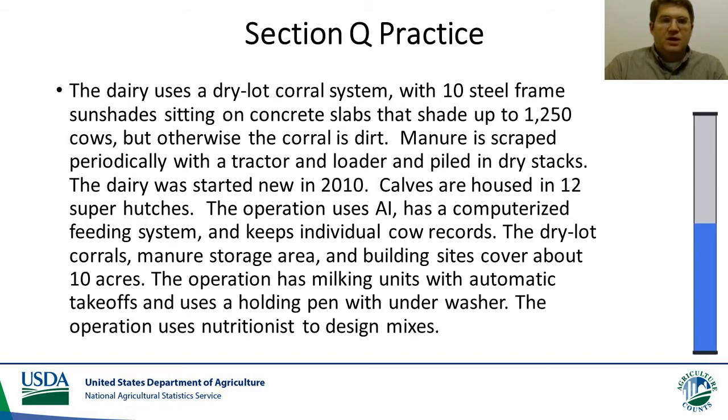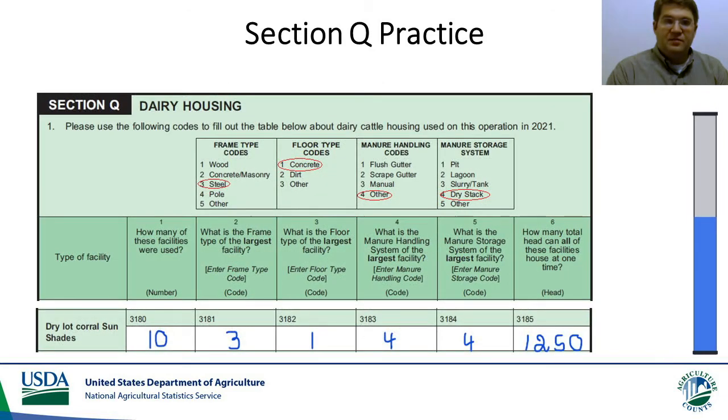In 2021, they housed calves in 12 super hutches. The operation uses AI, has a computerized feeding system, and keeps individual cow records. The operation has milking units with automatic takeoffs and uses a holding pen with underwashers. The operation also uses a nutritionist to design the mixes. With the given information, we will fill out the form as follows.